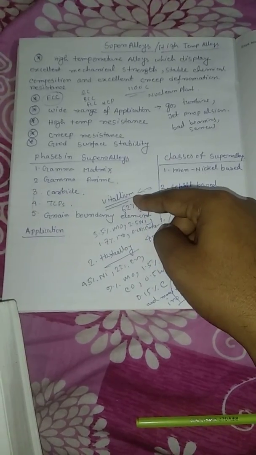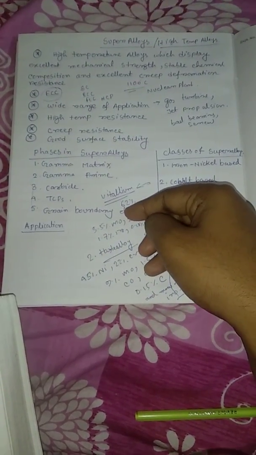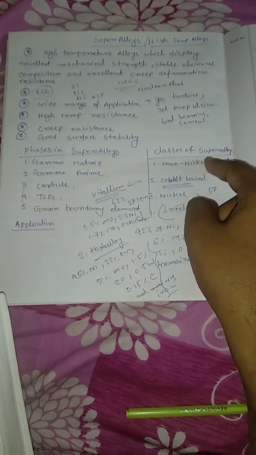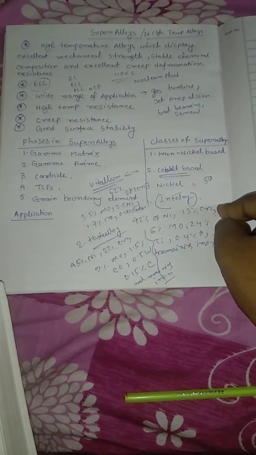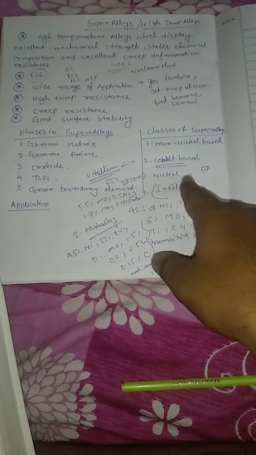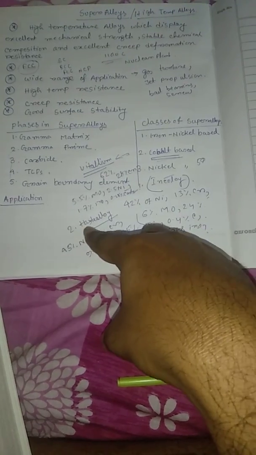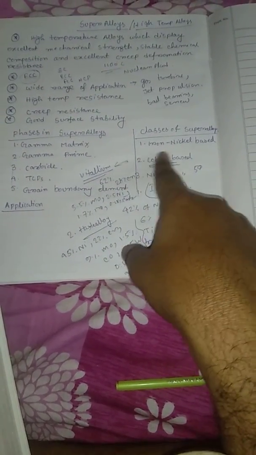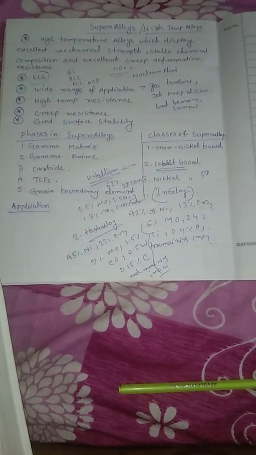And what phases are present? Five phases will be present. And what are the examples or classes of superalloy? The most important is nickel based alloy that is used in the case of superalloy. For nickel based alloy, the examples are Incoloy and Hastelloy, and for cobalt based alloy, the example is Vitallium, and another is iron nickel based superalloy.